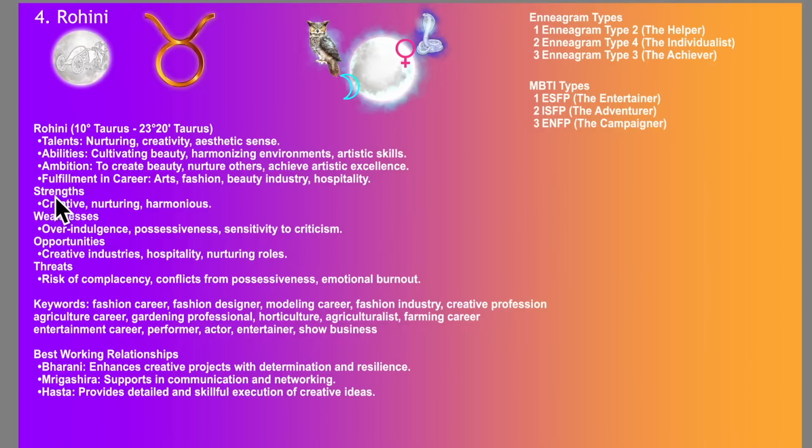Let's see the SWOT analysis. Strengths, weaknesses, opportunities and threats. What are the strengths? They are creative, they are nurturing, they are harmonious. Weaknesses, they might get overindulgent, they might get possessive, and they might be overtly sensitive to criticism. Can't take criticism in a healthy way. Opportunities will be creative industries, hospitality and nurturing roles, even food business. The threats being risk of complacency.